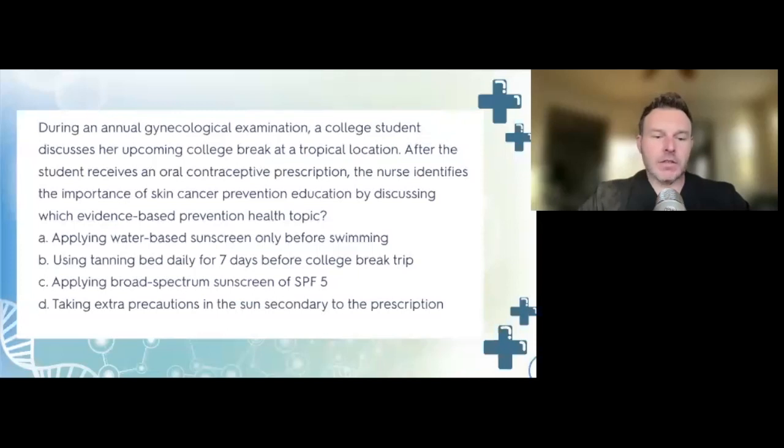A is not correct because we want them to utilize at least an SPF 15 all the time, regardless of whether they're swimming or not. And tanning beds 7 days prior, although they might look nice and tan before they go, can potentially do their skin a lot of harm. And then C is incorrect because, again, that SPF is going to be too low for what we're looking for.